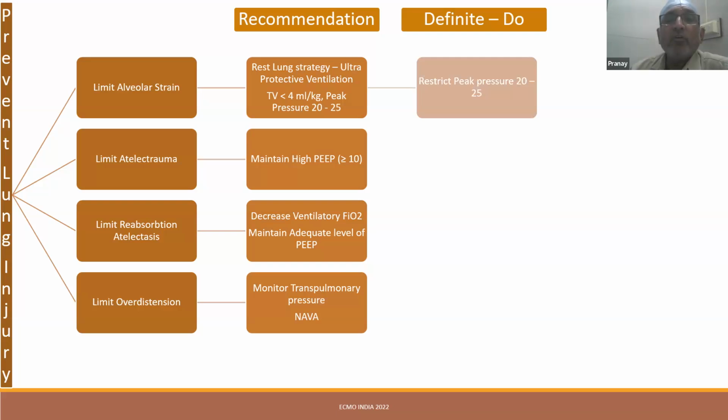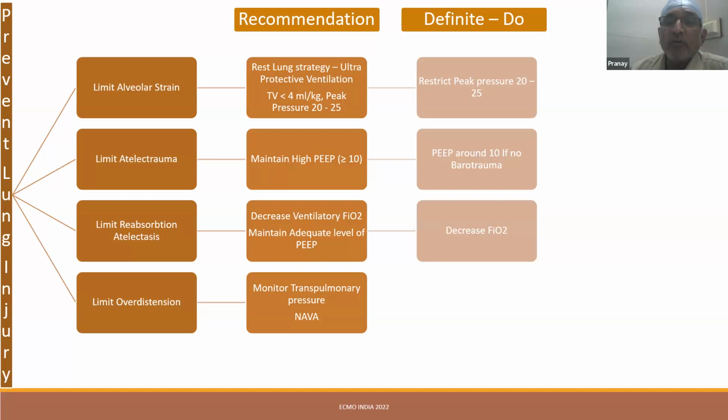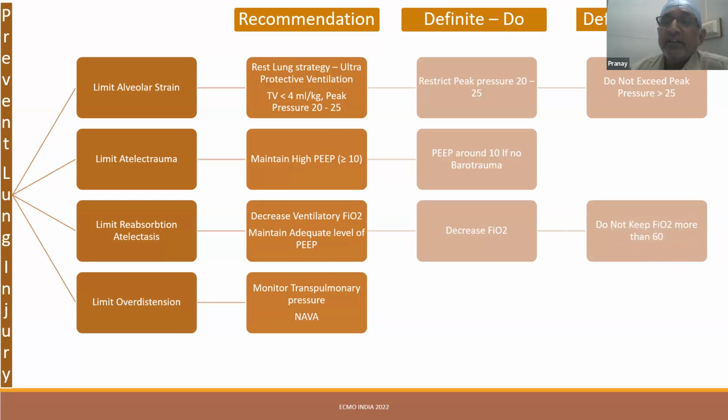So what we are definitely going to do is restrict the peak pressures to 20 to 25, PEEP around 10 if there is no barotrauma, and FiO2 around 30. Okay, that is what we definitely need to do. What we are definitely not going to do is let the peak pressures go more than 25, and not keep the FiO2 more than 60. That is what we are definitely not going to do.